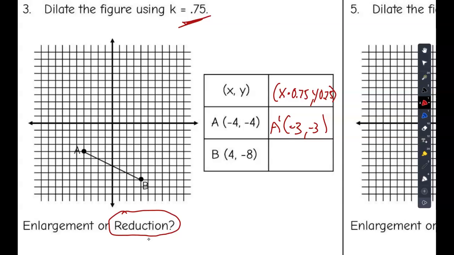See if you can do B and find B prime. For B prime, you're going to get -3, I'm sorry, +3, and -6. Now see if you can plot those points and draw the line.